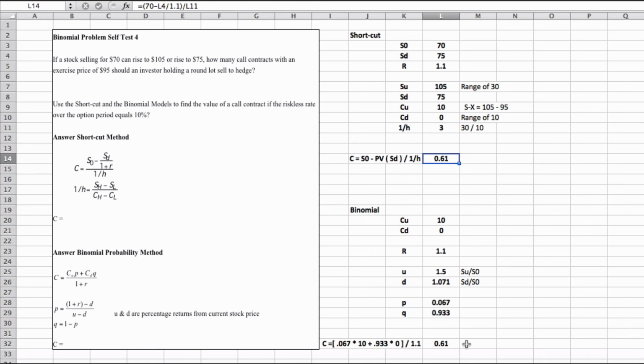And that's how you do the binomial in a shortcut version, as well as the probability method. And we like the probability method for modeling all sorts of unique cash flows on non-standard options.